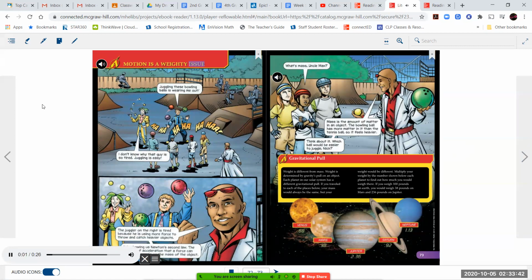Motion is a weighty issue. Juggling these bowling balls is wearing me out. I don't know why that guy is so tired. Juggling is easy. The juggler on the right is tired because he's using more force to throw and catch heavier objects. He's showing us Newton's second law. The amount of acceleration that a force can produce depends on the mass of the object.